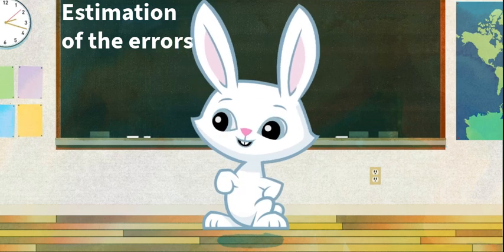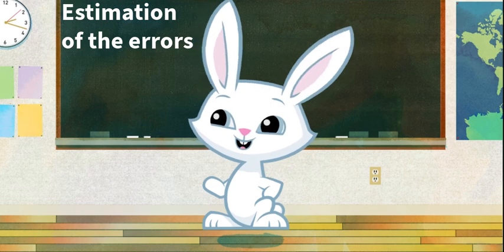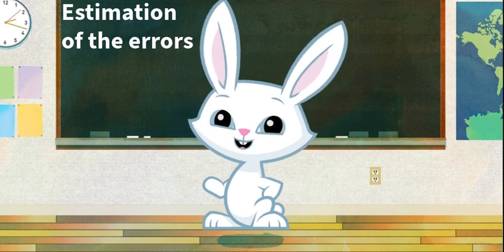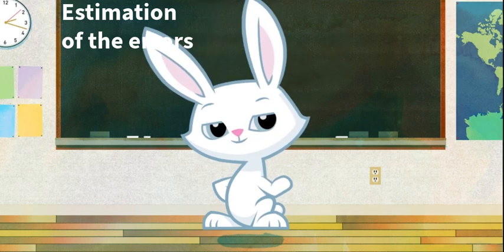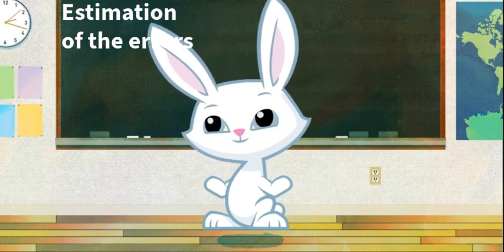When we measure, we estimate the error to understand the accuracy of our results. Here's how. Average or mean value. This is the sum of all measurements divided by the number of measurements. Formula: Average equals sum of measurements divided by number of measurements.